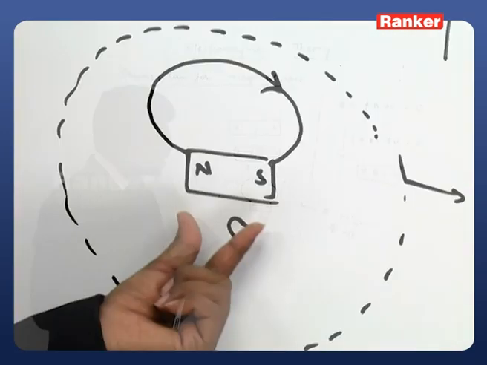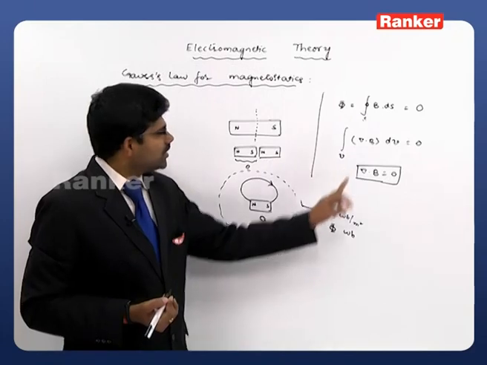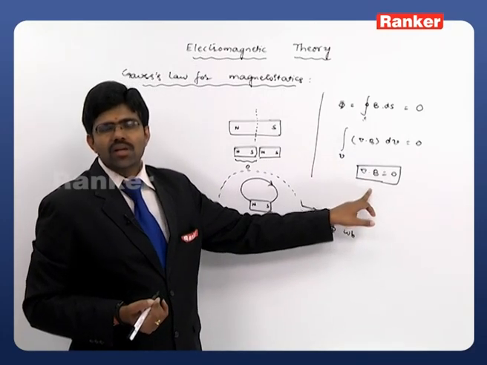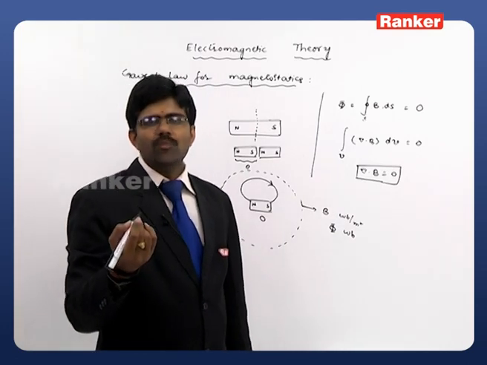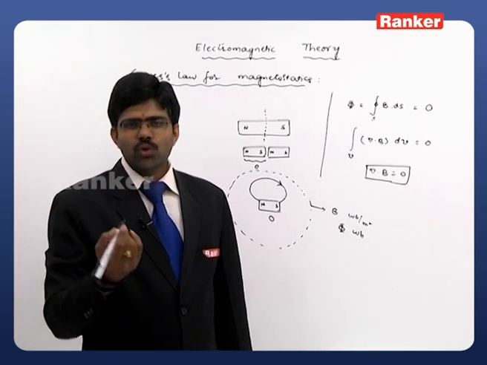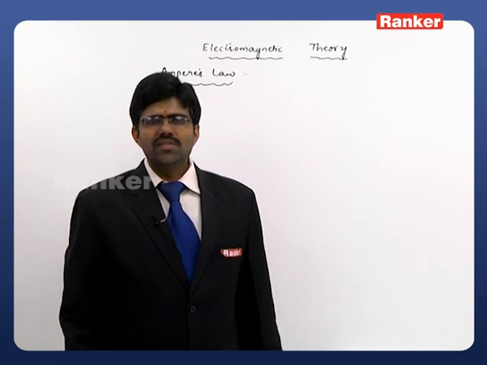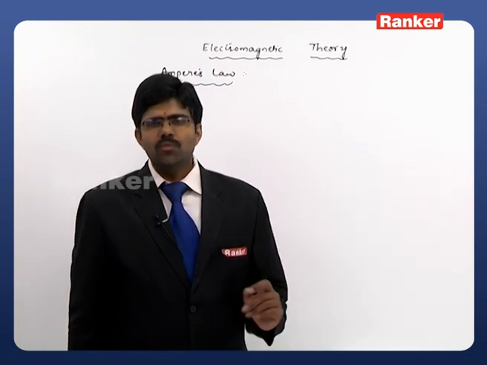That clearly the magnetic monopole does not exist. This is what we have to remember from our Gauss's law. Now we have to go for another law, it is called Ampere's law, for the observation of our fourth Maxwell's equation. Now we will discuss Ampere's law, which is one of the important laws.